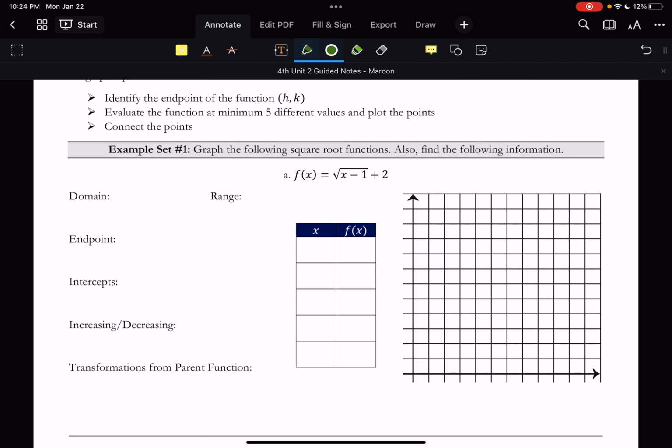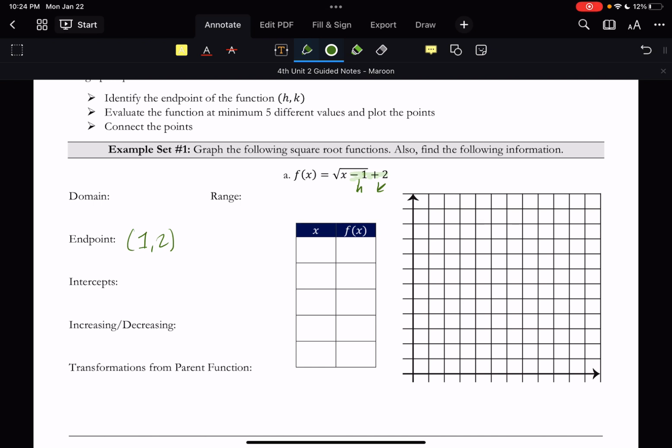So my first function, I have the square root of x minus 1, plus 2. So right off the top, we have our h, we have our k. So that is going to be my endpoint, and my graph is going to start at the point (1, 2).